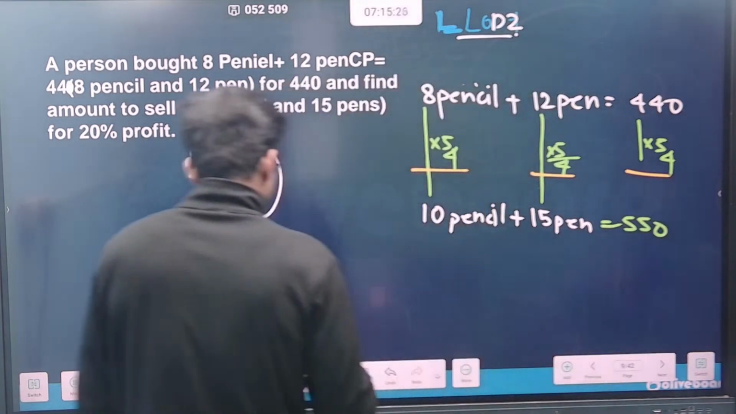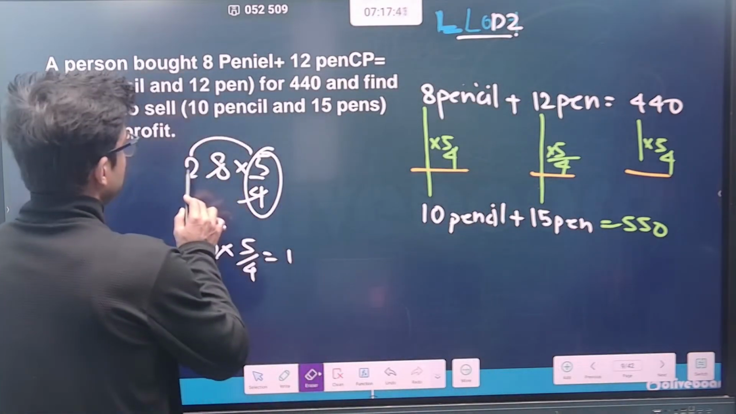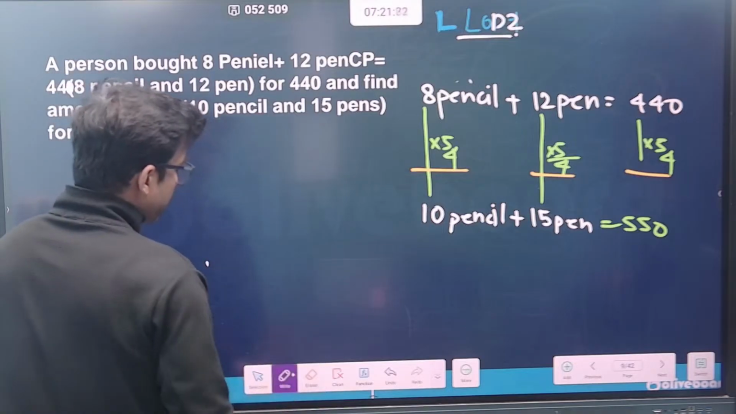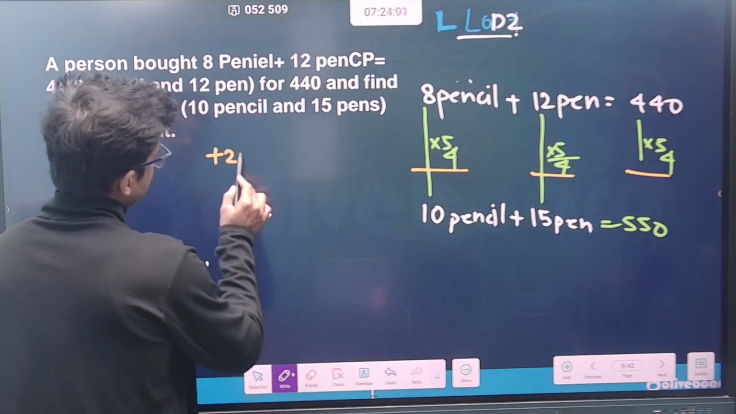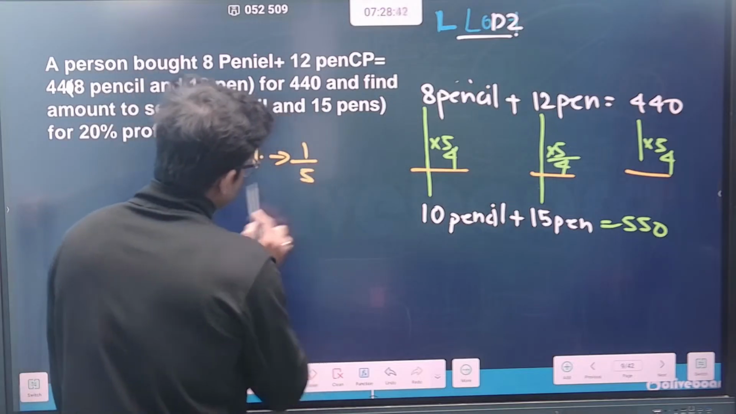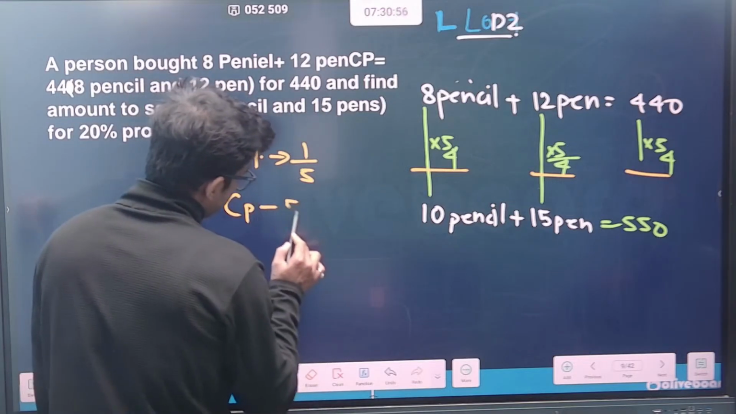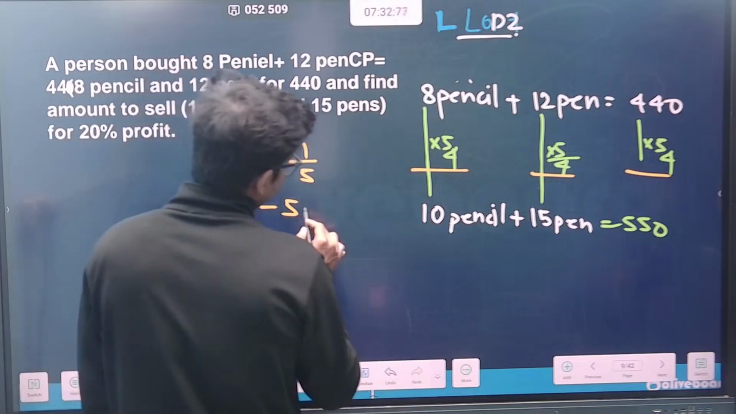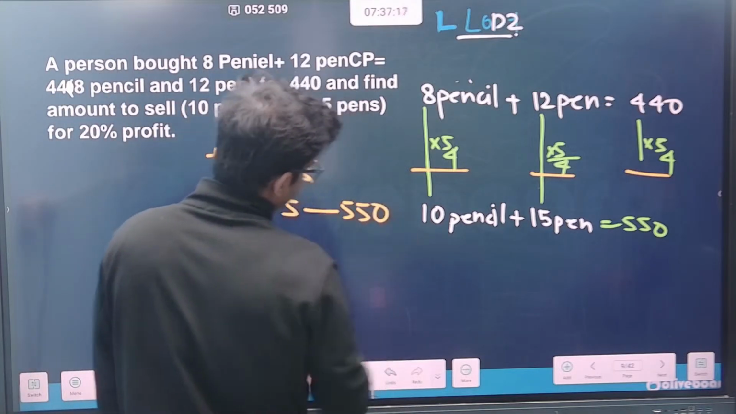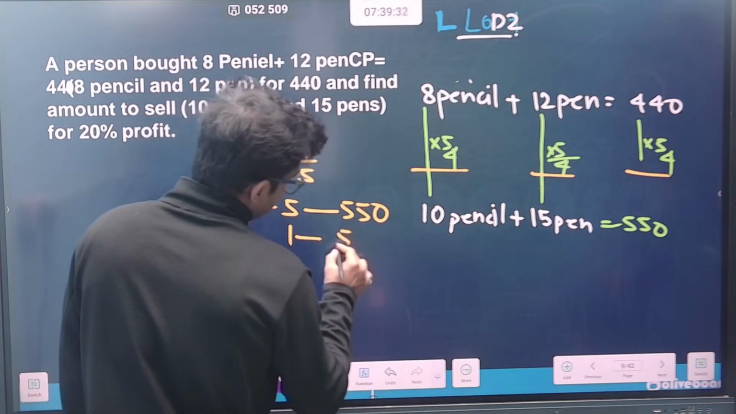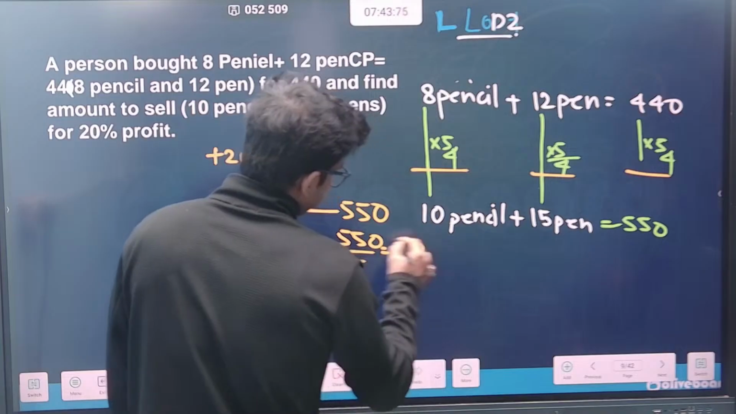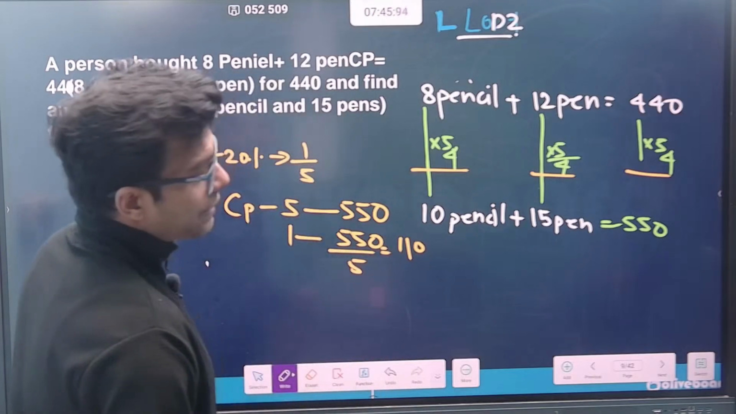Now in the question it is mentioning that there's a profit of 20%. If there's a 20% profit, then it is 1 by 5. Then CP is 5, correct? CP is 5, and the value of this cost price of 5 is given to me as 550. So the one value would be 550 by 5, which is 110. It makes sense, everyone?